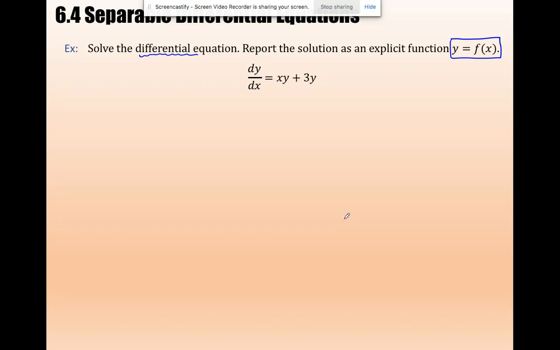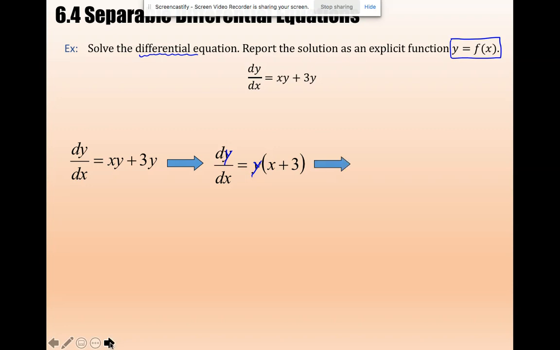Now, remember, a separable differential equation requires a product, and that's not a product. Or is it? Hello, Algebra 1. Factor. And now I have a product, and I have a product where the dependent variable is on the wrong side of the equation.